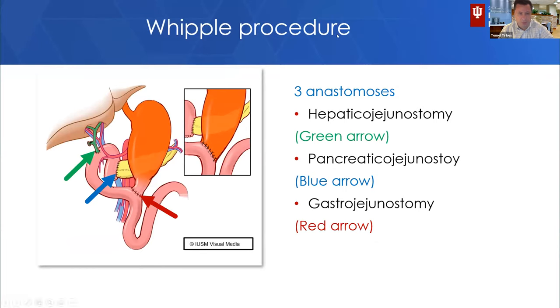We do a lot of Whipple procedures at IU for pancreatic cancer and chronic pancreatitis. There are three important anastomoses when imaging Whipple patients. First, the anastomosis here can be depicted as hepaticojejunostomy with a green arrow. Then there is a pancreatic body to jejunum anastomosis, pancreaticojejunostomy. And then the third anastomosis is gastrojejunostomy, depicted by this red arrow here.